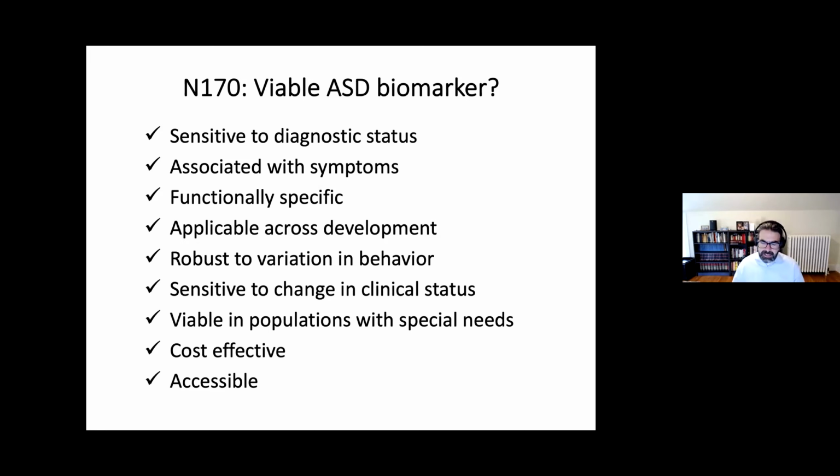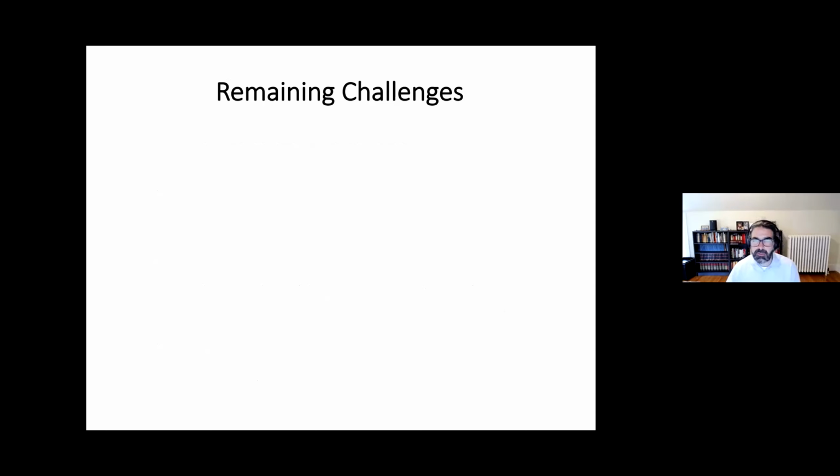Why aren't we in a place where we can use this for some of these biomarker purposes that I described? Why can't we use this as the outcome measure in a clinical trial? Why can't we use this in a clinic to show that a kid is doing better in treatment? There are a few things that really need to be ironed out before we can do that.